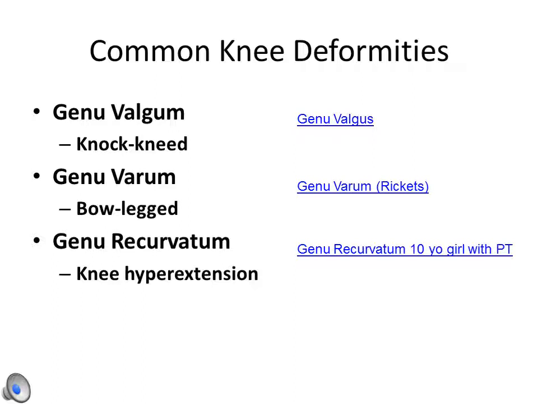Genu recurvatum is a knee deformity where the knees are held in a hyperextended position. This is more common in women and in those with ligament laxity, or in those with knee joint muscle weakness. Take the opportunity to click on the links provided.